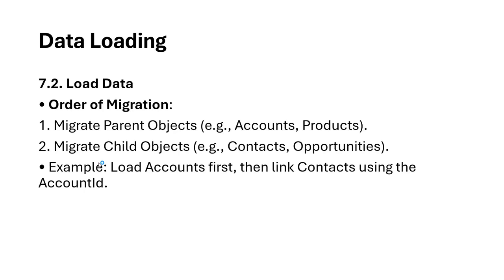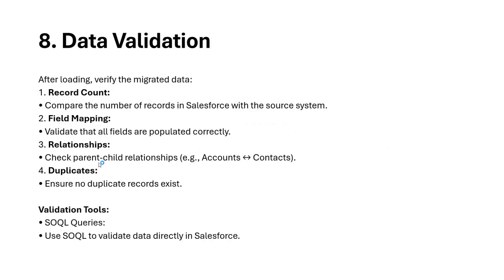And then we load the data in order for migration. So we have to determine the order of migration. We migrate the parent object first, then we migrate the child object. So in the case of accounts and contacts, we'll be migrating the account records first, then the contacts.